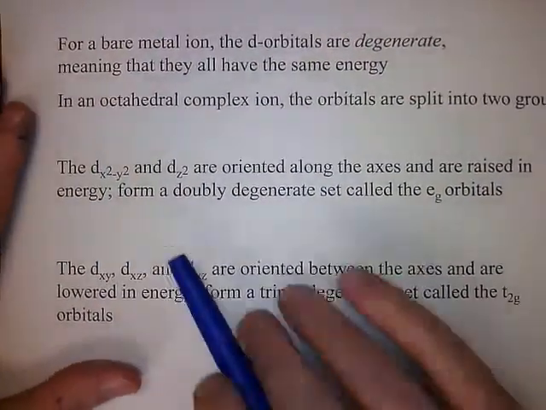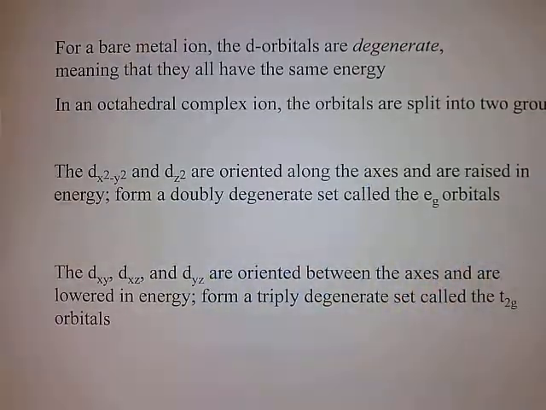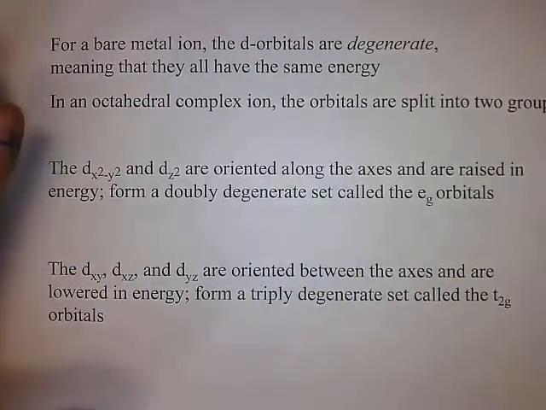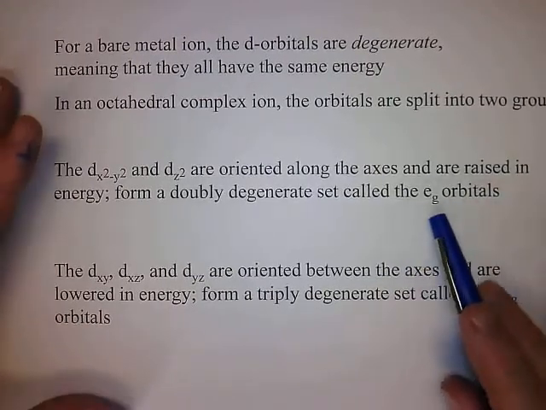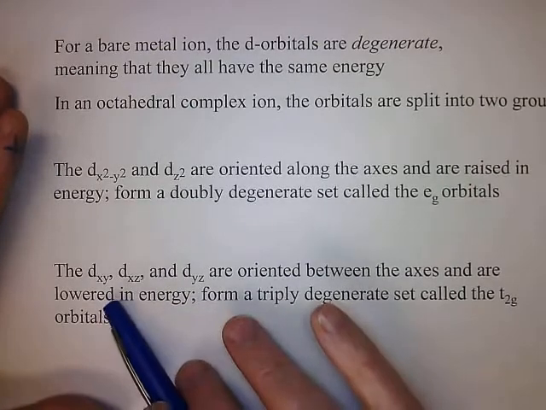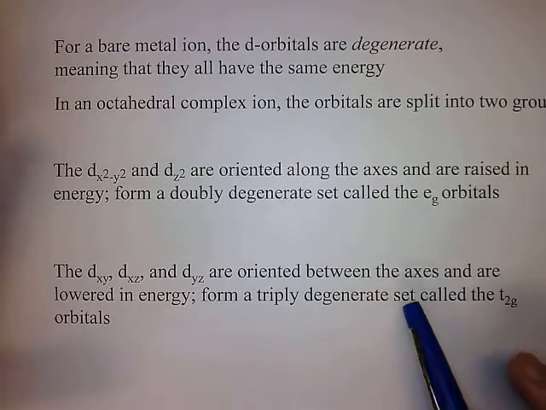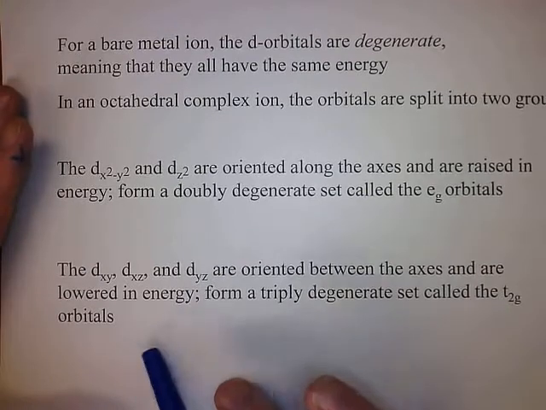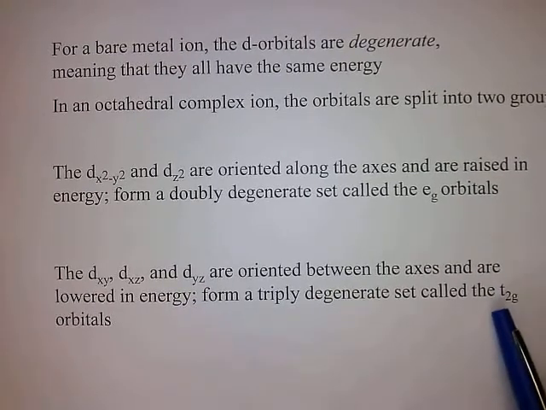So the x squared minus y squared and z squared are oriented along the axes, and are raised in energy. These form a doubly degenerate set called the eg orbitals. The xy, xz and yz were oriented between the axes and are lowered in energy, and these form a triply degenerate set called the t2g orbitals. Just think t for triplet.